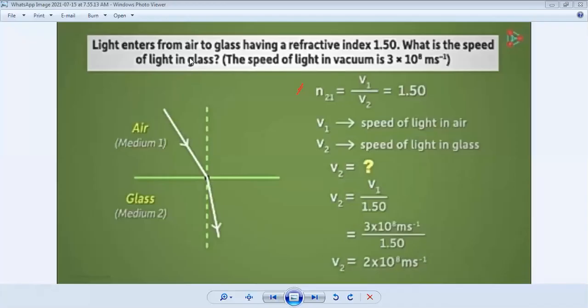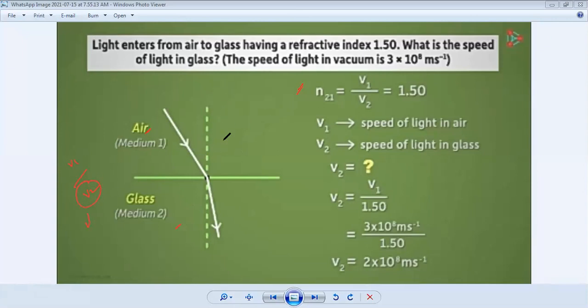The question is: light enters from air to glass having a refractive index of 1.50. What is the speed of light in the glass? Remember, here neither the speed of light in air nor the speed of light in glass is given. Neither the V1 value nor the V2 value is given, but we are still asked to calculate the V2 value. So how can we calculate?